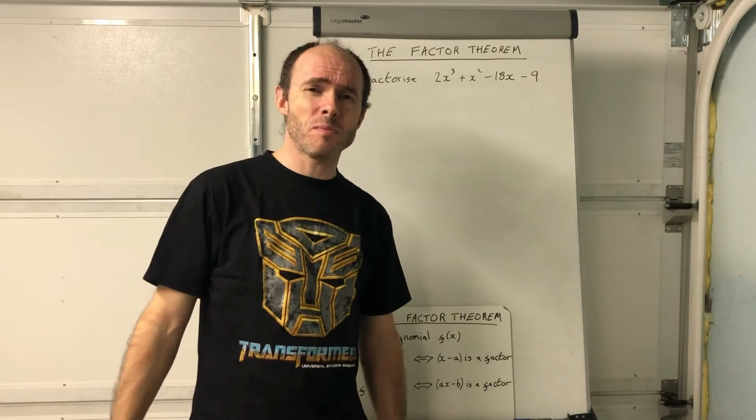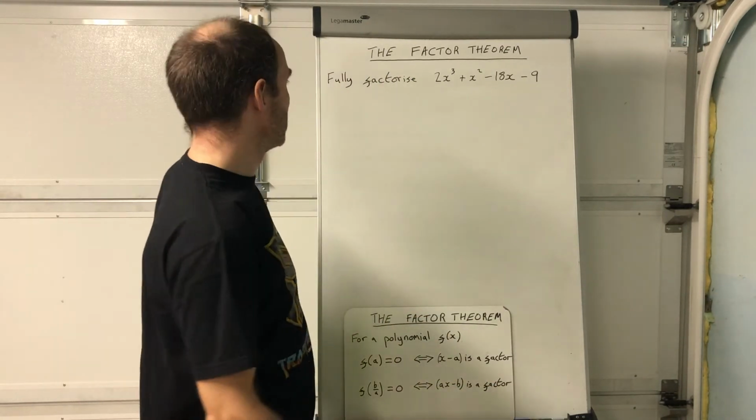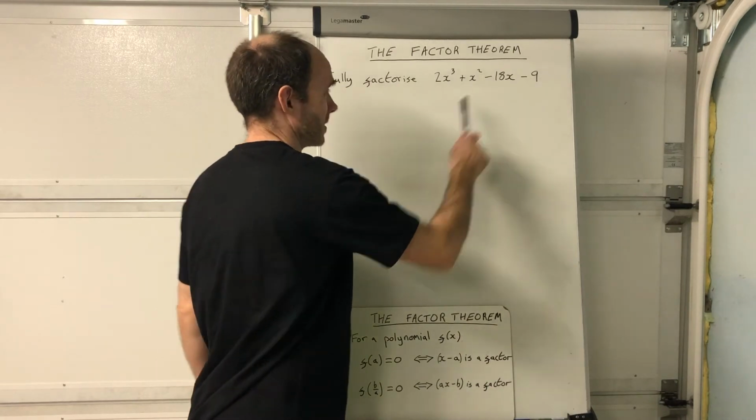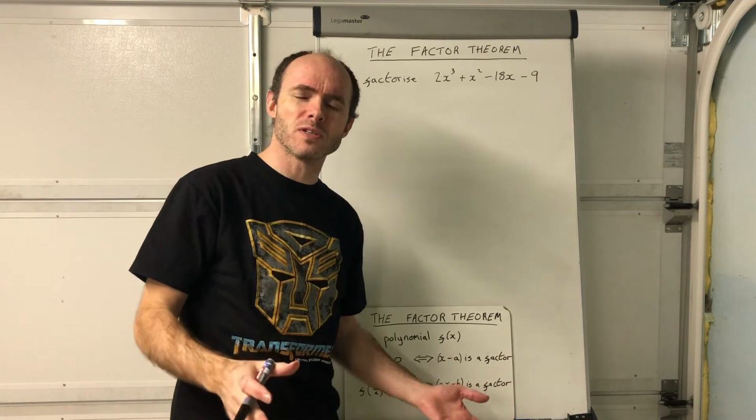This is my last example using the factor theorem. I'll save this one to last. It's my favourite. I do love doing these, to be honest. I do love a bit of factorisation with cubics. They're really great. So fully factorise this. That's all you've got. Notice how different it is from the other questions. That's kind of why I like it.